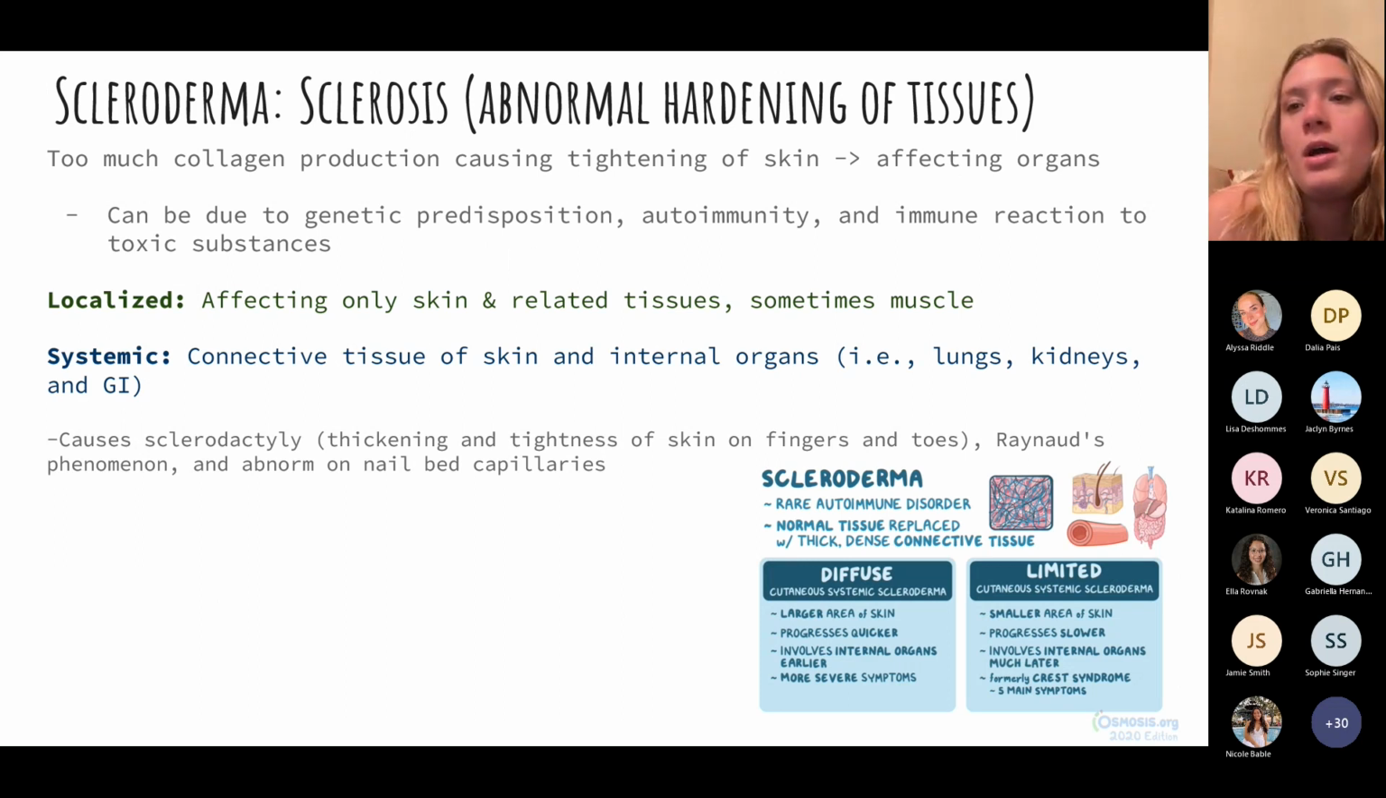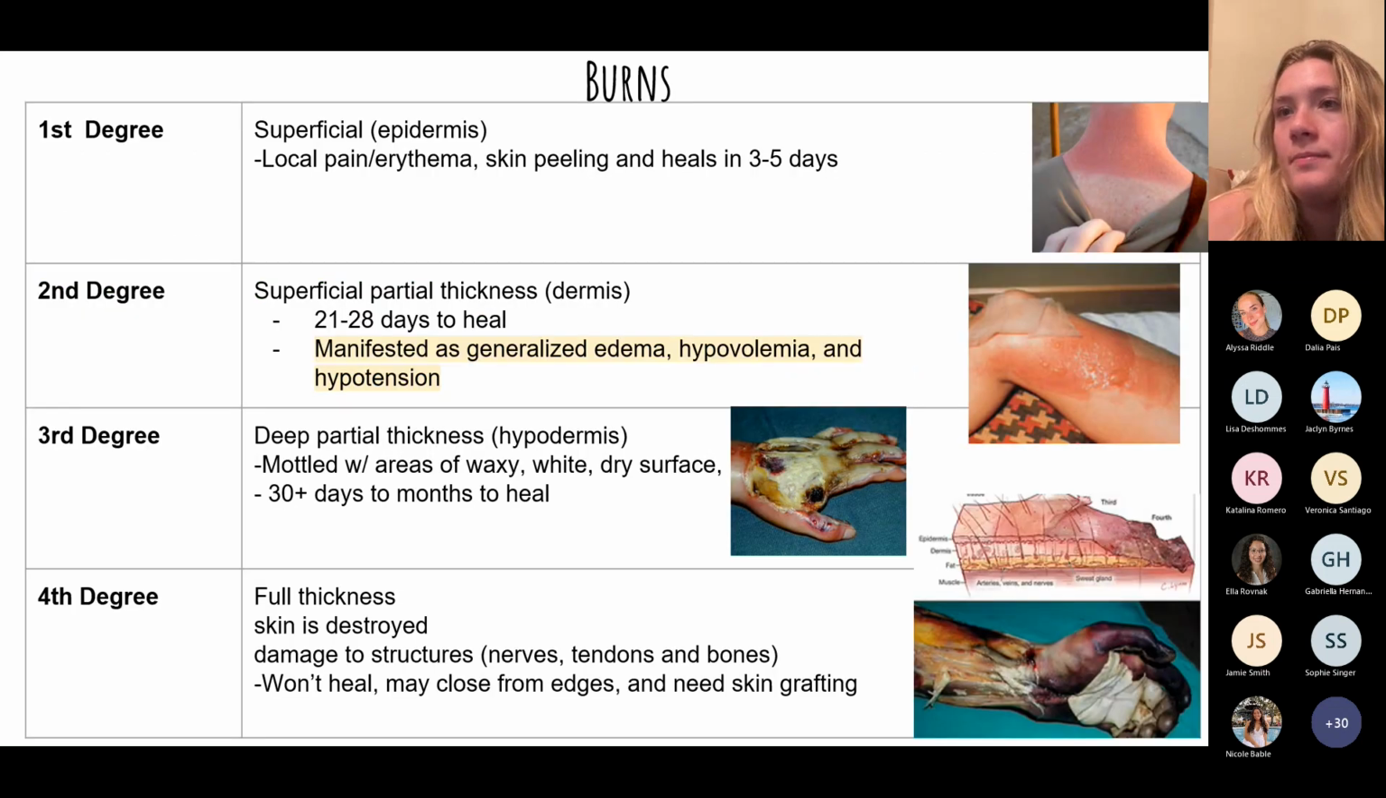So, scleroderma, another skin issue, but essentially I have way too much collagen production, which causes tightening of my skin. While this tightening of the skin, if it's localized, is not the worst problem, it can be uncomfortable. I can have some cuts, some strictures. When we start getting concerned is when we're having a systemic issue, because now it's affecting the organs, okay? And now if my organs are thick, they're not functioning as well, okay? Can also lead to sclerodactyly, Raynaud's phenomenon, etc.